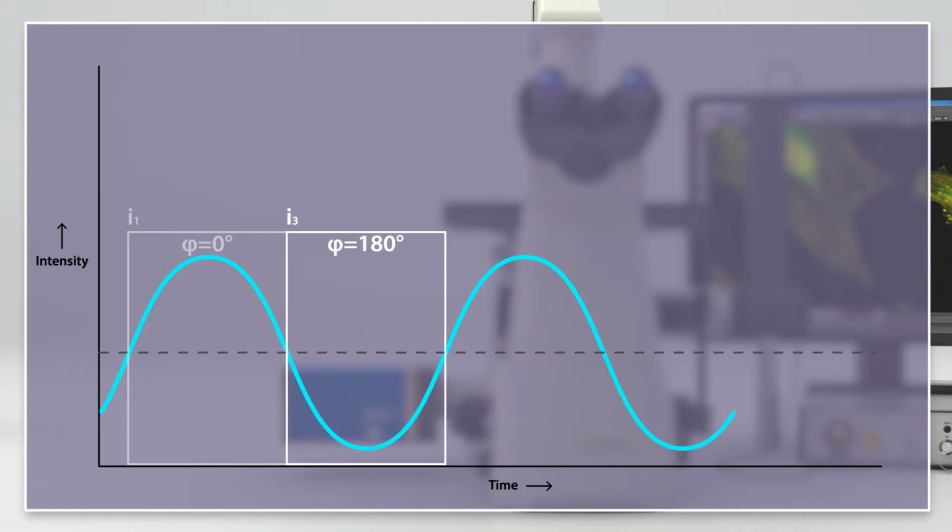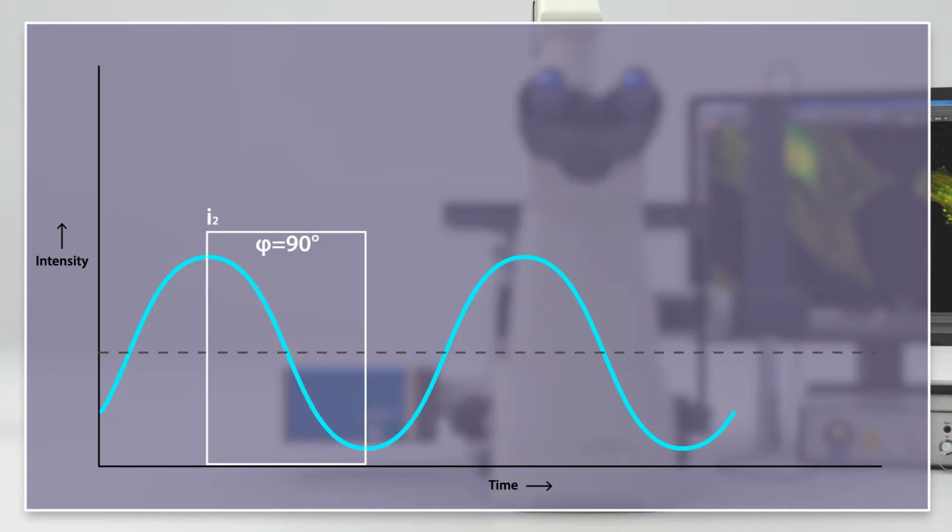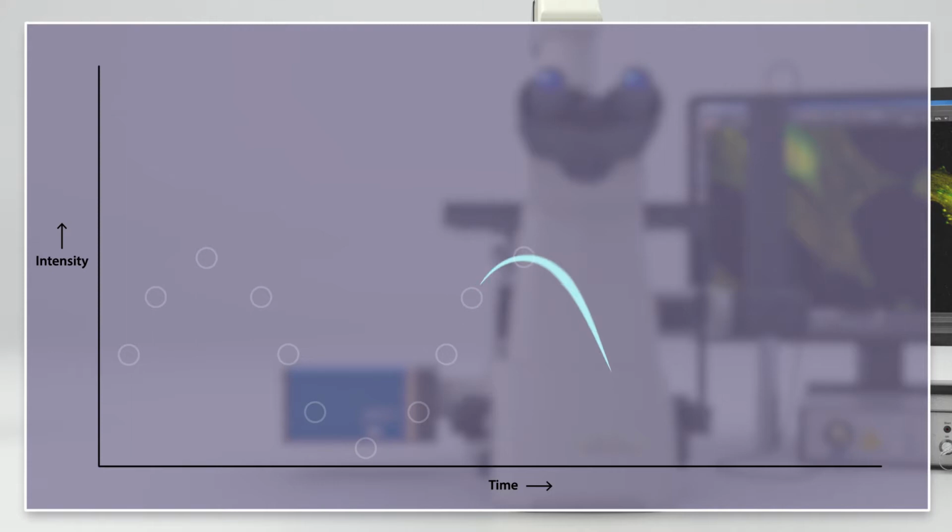If then the onset of the camera integration is shifted by 90 degrees and the detection is repeated, the integrated image I2 will correspond to a phase angle of 90 degrees, while the fourth image I4 represents a phase angle of 270 degrees. By repeating these integrations during a given exposure time, a sufficient amount of light can be captured to obtain a better signal.